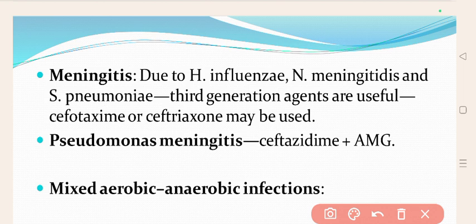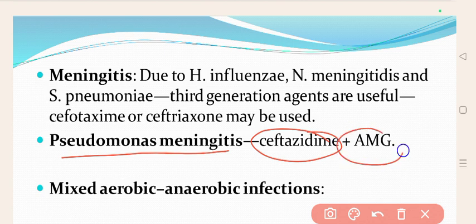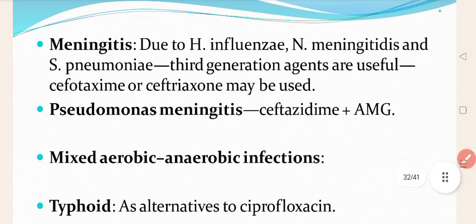Or you can also treat Pseudomonas meningitis. If it is Pseudomonas meningitis, the highest activity is shown by ceftazidime, and you can add aminoglycosides. It is treated with a combination of aminoglycoside along with ceftazidime, and you can treat mixed aerobic anaerobic infection.